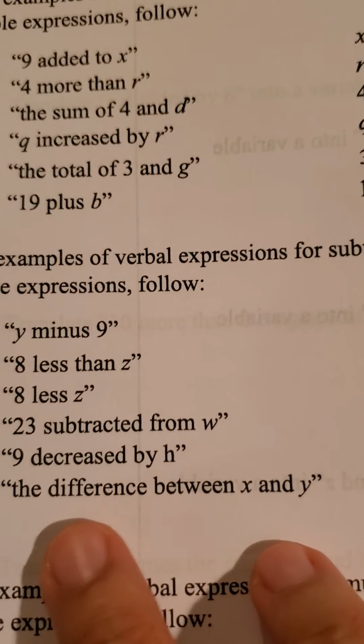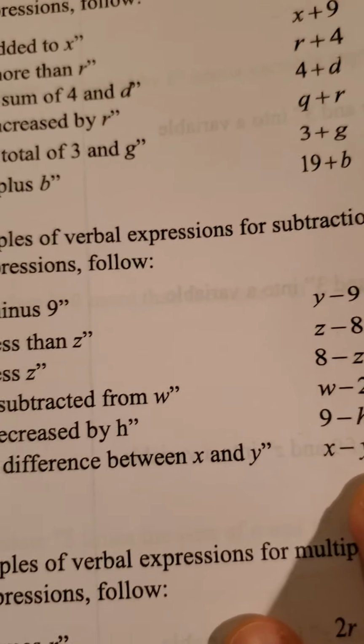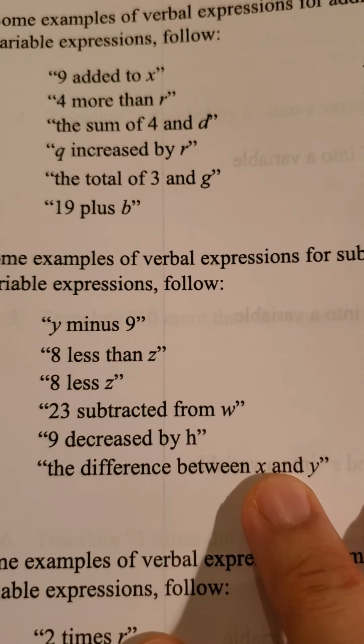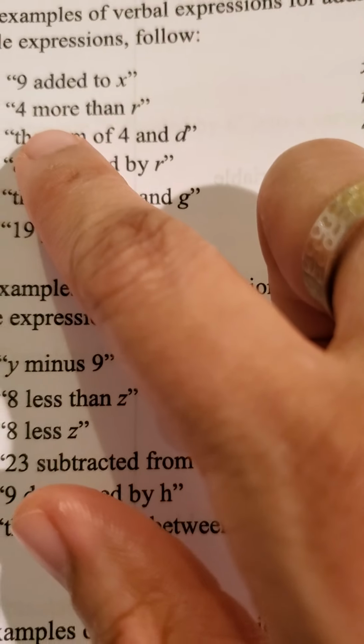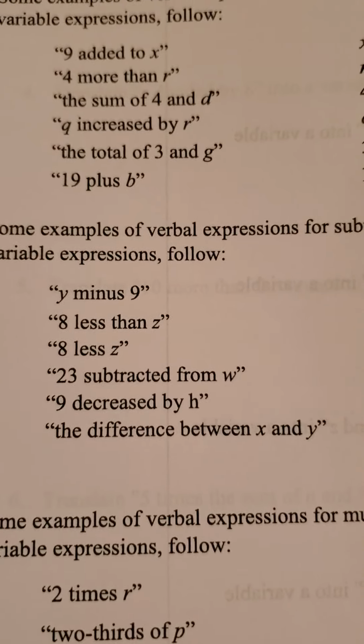So everything else that you see is usually translated as written. Okay, 9 decreased by h, 9 minus h. Y minus 9, y minus 9. Z less 7. 8 less z, 8 minus z, right? 9 decreased by h. The difference between x and y, x minus y. So everything else is usually translated as written, except for added to, more than, less than, and subtracted from. They are written in the reverse.